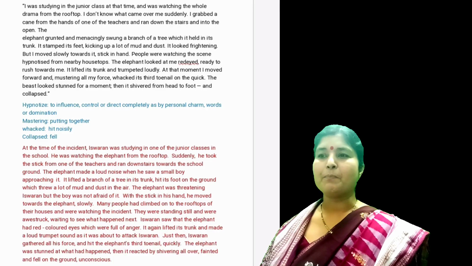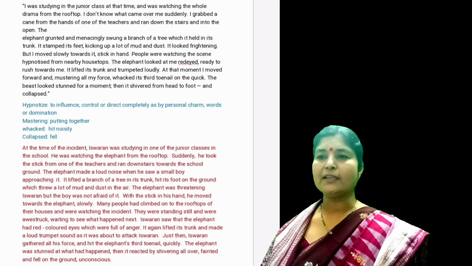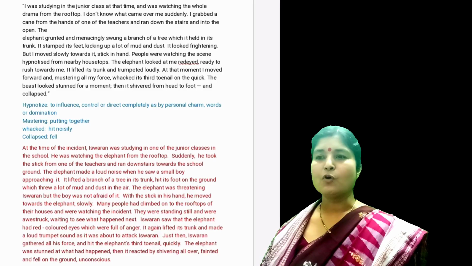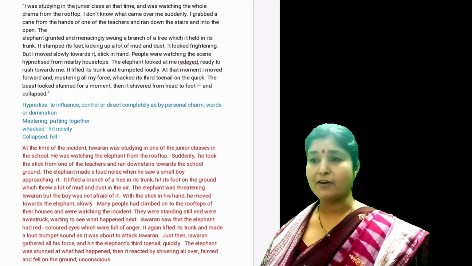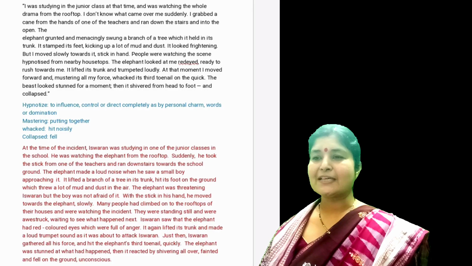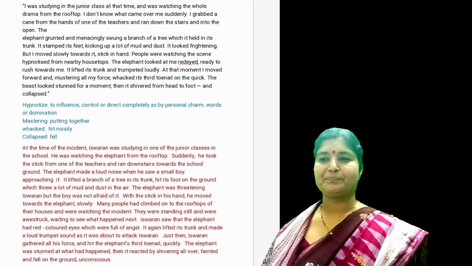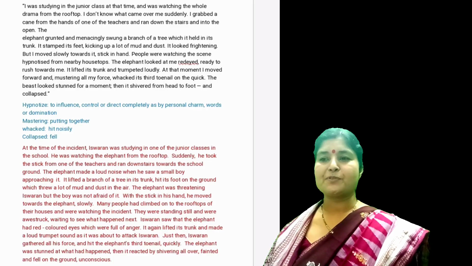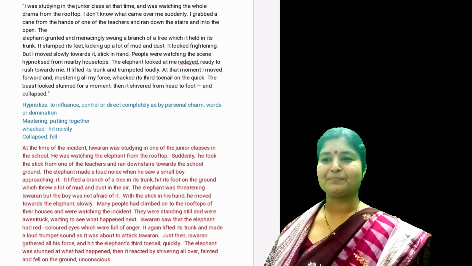It lifted a branch of a tree in its trunk and stamped its foot on the ground, which threw a lot of mud and dust in the air. The elephant was threatening Iswaran, but the little boy was not afraid of it. With the stick in his hand, he moved toward the elephant slowly. Many people had climbed onto the rooftops of their houses and were watching the incident.